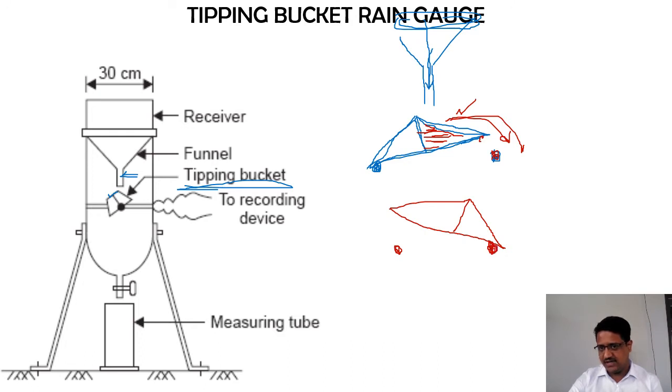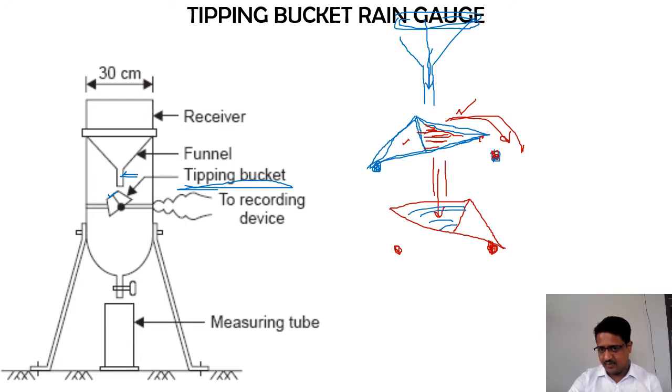Whenever it tips over here, the funnel is still fixed at the same position. I'm not changing the position of the funnel. At that point, the water received from above will fall on the other side, on this side now. Because of that, the water will now fill up on this side.